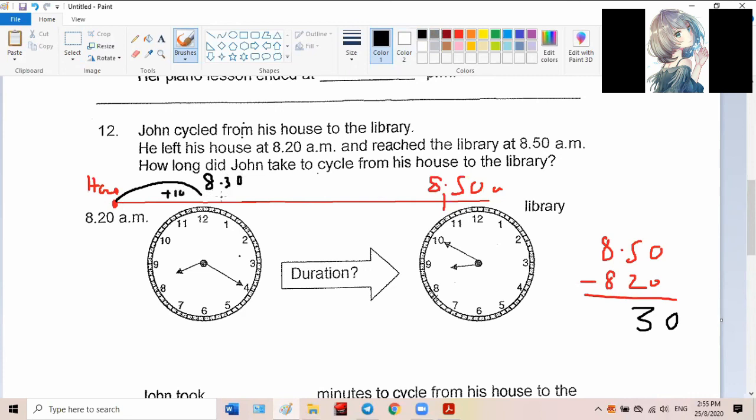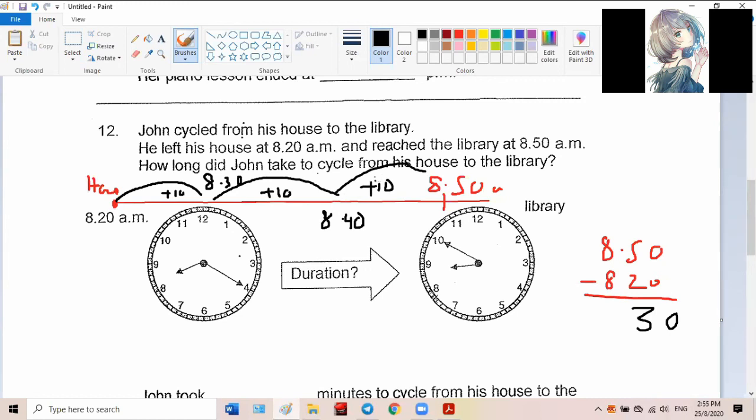8:30 plus 10 minutes is 8:40. 8:40 plus another 10 minutes, 8:50. So plus 10, plus 10, plus 10. So how long did he take to cycle from his house to the library? 8:20 plus 30 minutes. Do you understand why? 30 minutes long, I found for you already. Do you understand why?